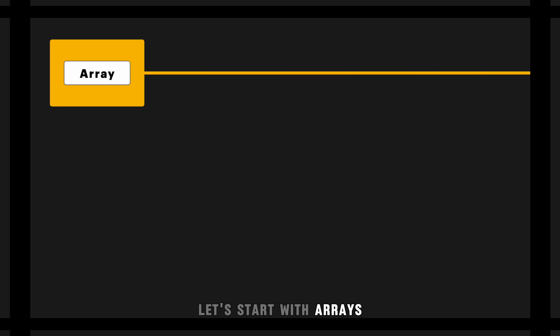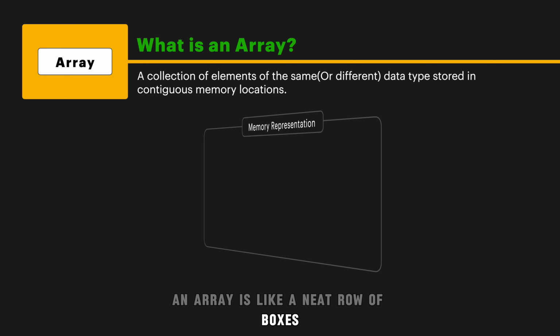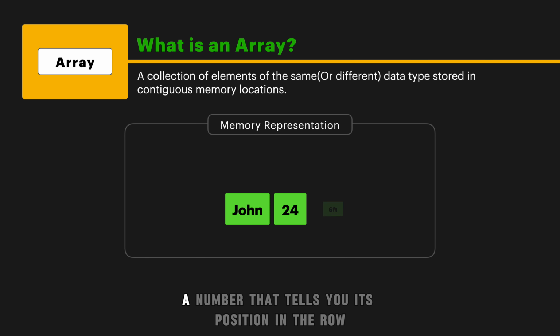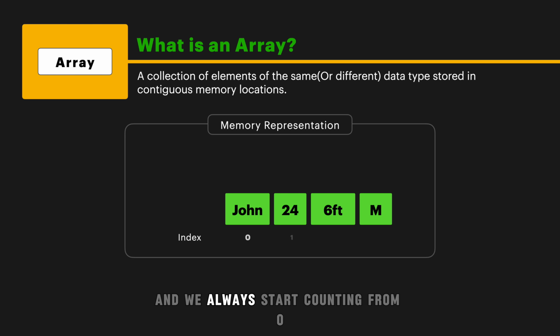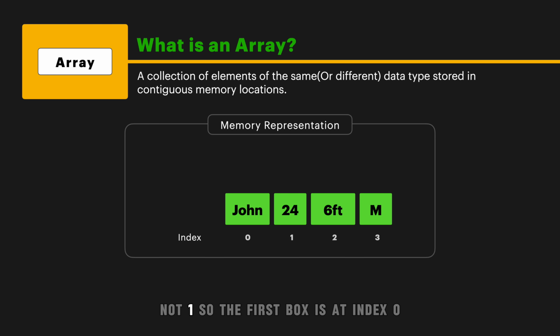Let's start with arrays. An array is like a neat row of boxes. Each box has a label on it, a number that tells you its position in the row. We call that label the index, and we always start counting from 0, not 1. So, the first box is at index 0, the second at index 1, and so on.